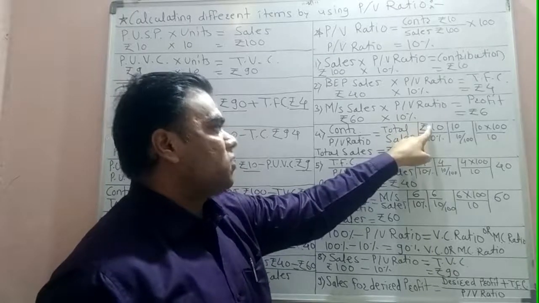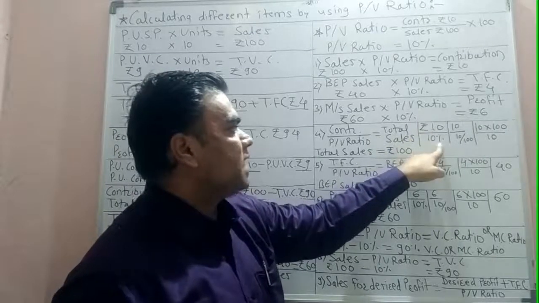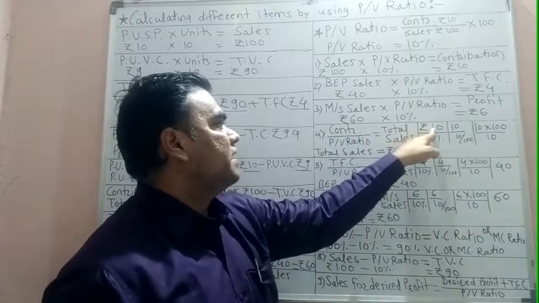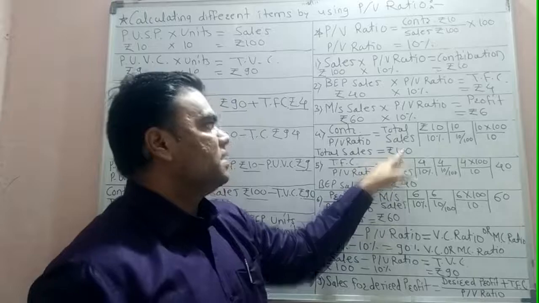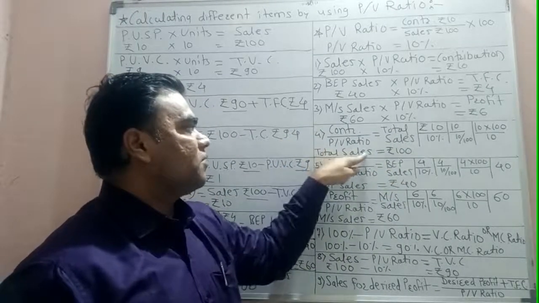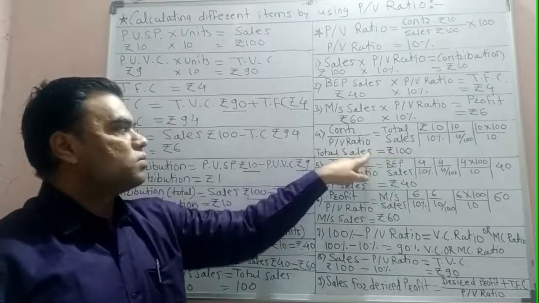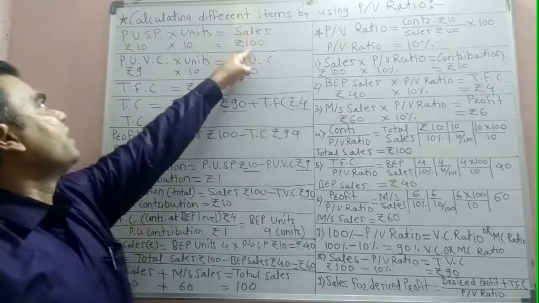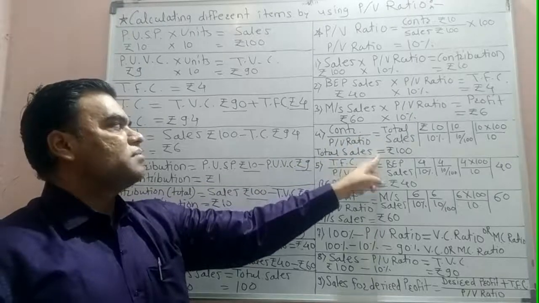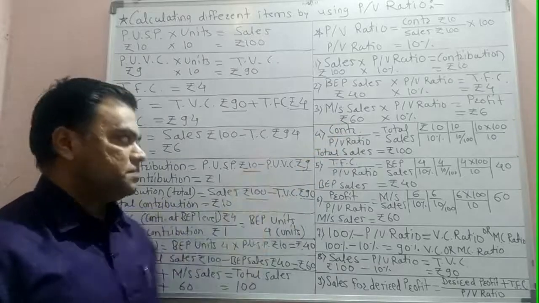If that contribution is divided by 10% PV ratio, then we get the amount of total sales. You can see contribution 10 is 10% of total sales. Means if you know PV ratio and contribution, then you can calculate total sales. By using PV ratio we have calculated total sales, which is 100. You can verify total sales which is rupees 100. And here we have calculated total sales by dividing contribution by PV ratio.